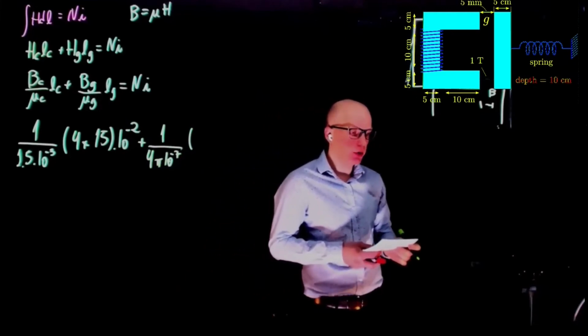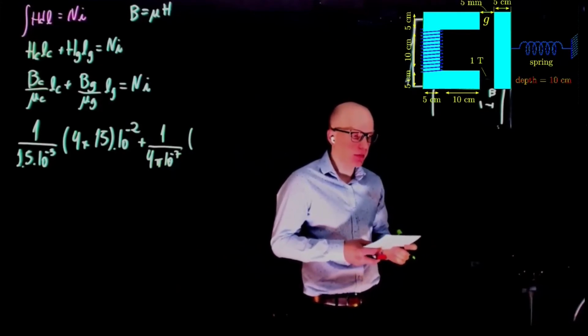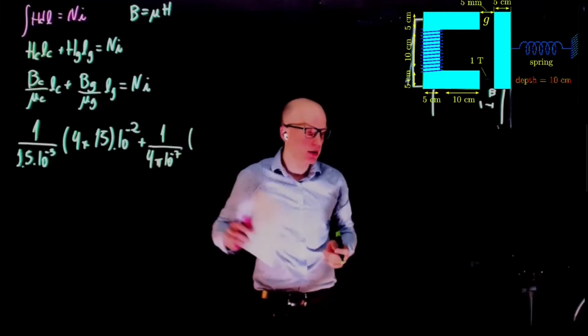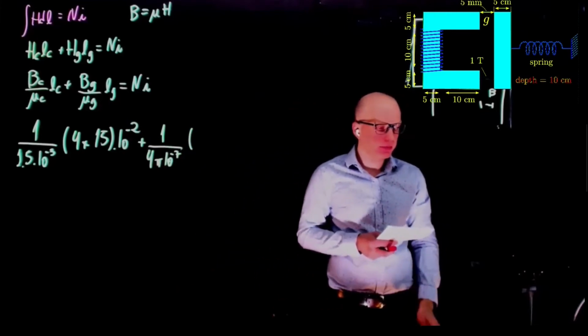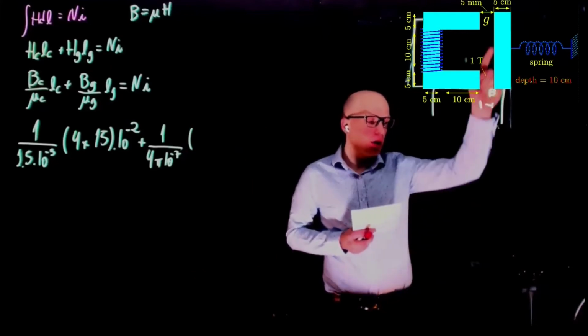What is the length of the core path? Sorry, what is the length of the air gap? The air gap. The core path we just calculated. What is that for the air gap? 10 millimeters, right? 2 times G.